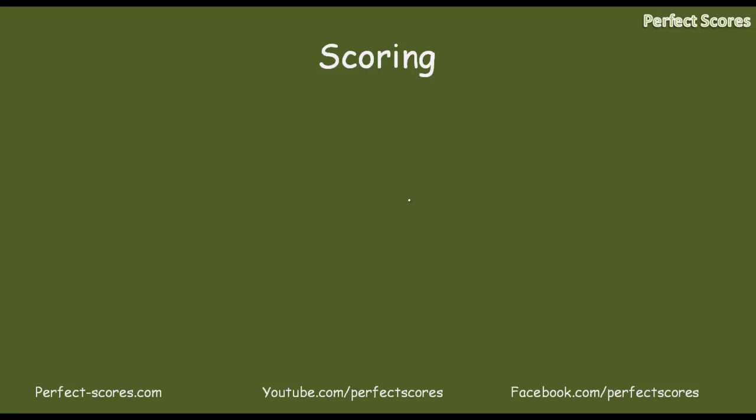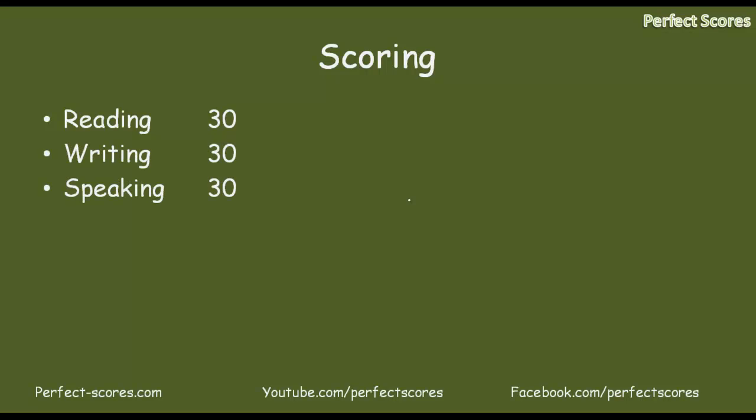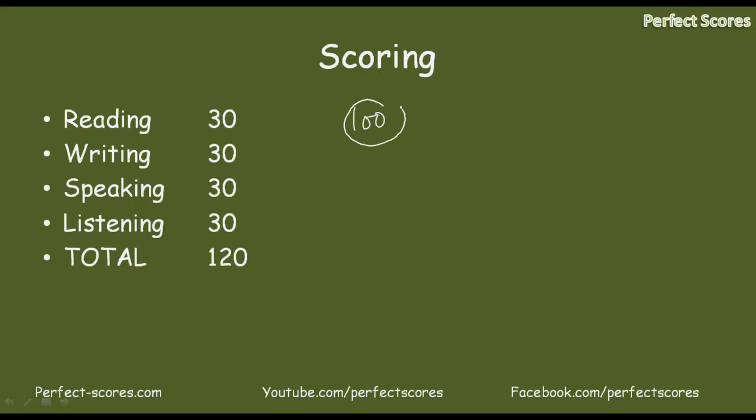Here's some information about how the scoring is done. In the reading section, you get a score out of 30. Same goes for the writing, speaking and listening sections. The total score is out of 120. So that's basically a sum of the individual scores. Now lots of universities and good colleges need students to score at least 100, which is not very difficult. But even for the most basic application, you need a score of at least 80, which is very easy to get in the TOEFL test.